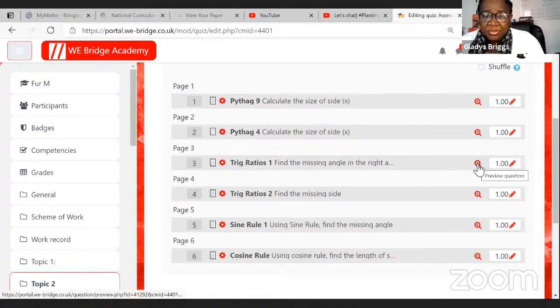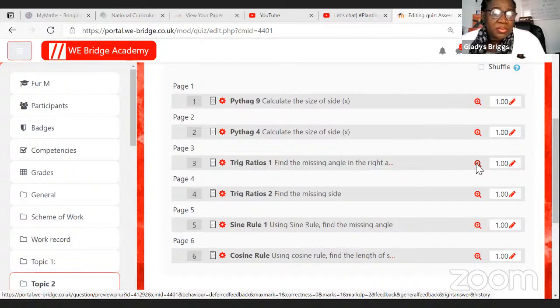Let's have a look at trigonometric ratios. With trigonometric ratios, just like we did with Pythagoras, we could use it to find missing lengths, and we could also use it to find missing angles. I think this question is asking us to find the missing angle.